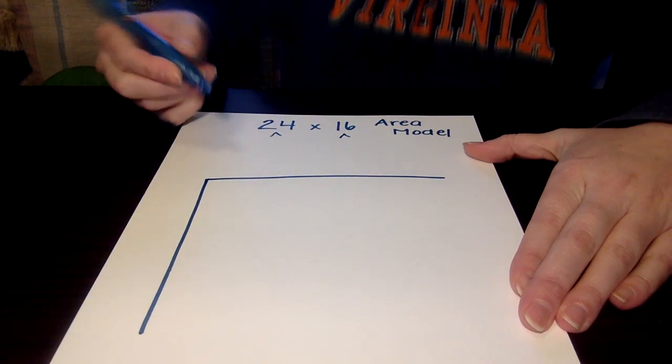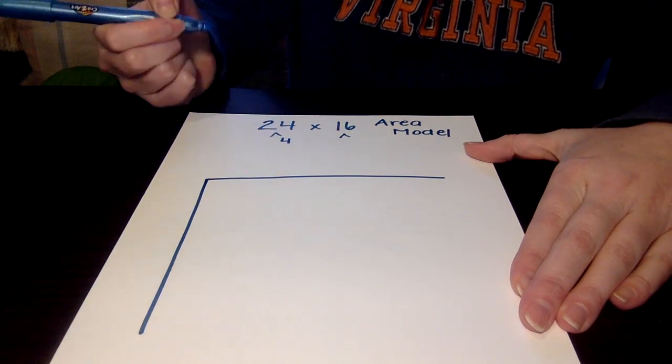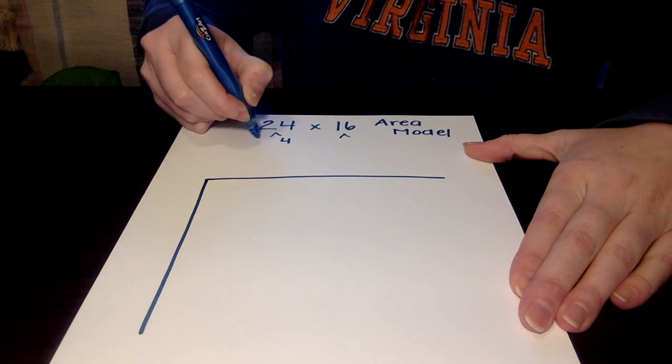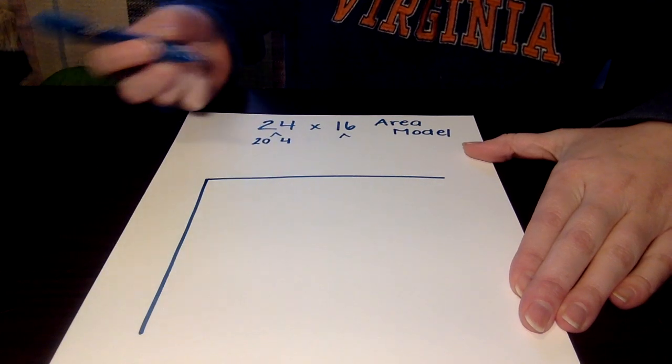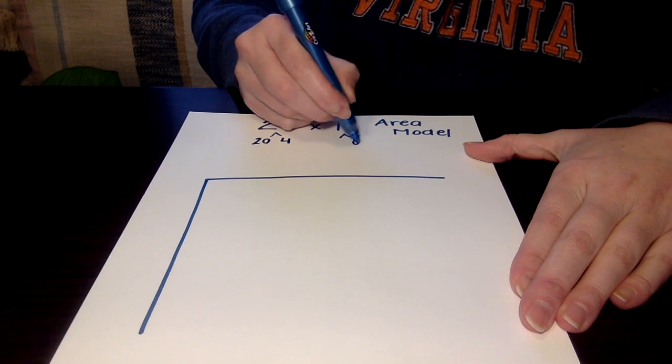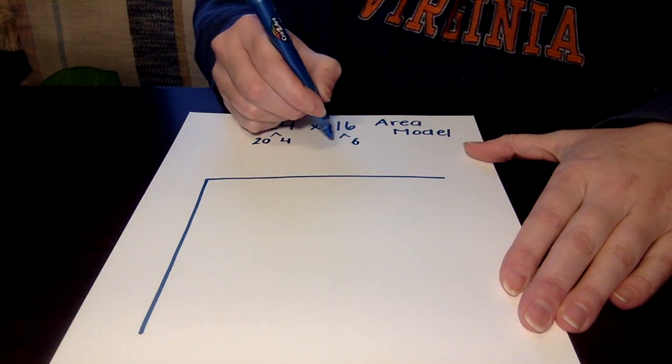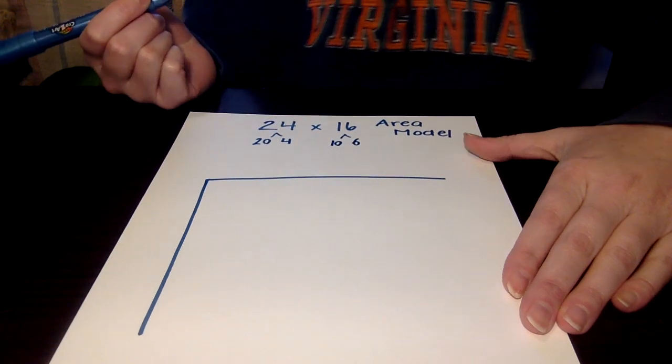We'll start with 24. 24 has 4 ones, which has a value of 4, and it has 2 10s, the value of which is 20. 16 has 6 ones, the value being 6, and 1 10, the value of which is 10.